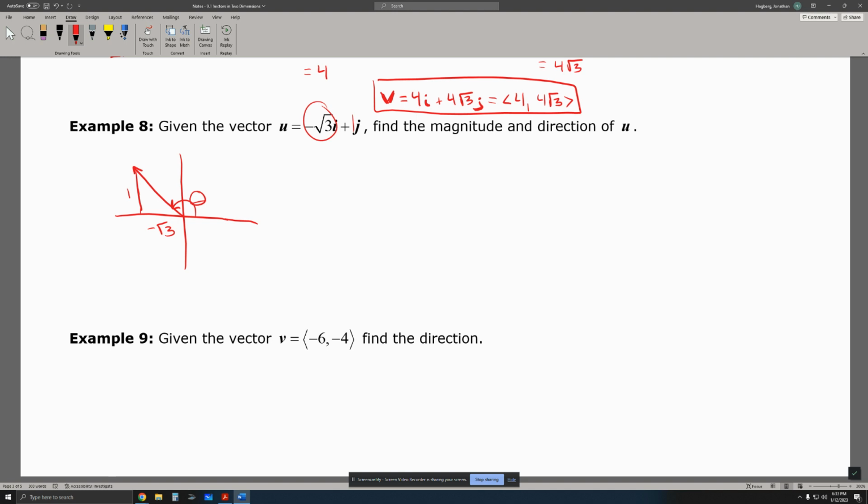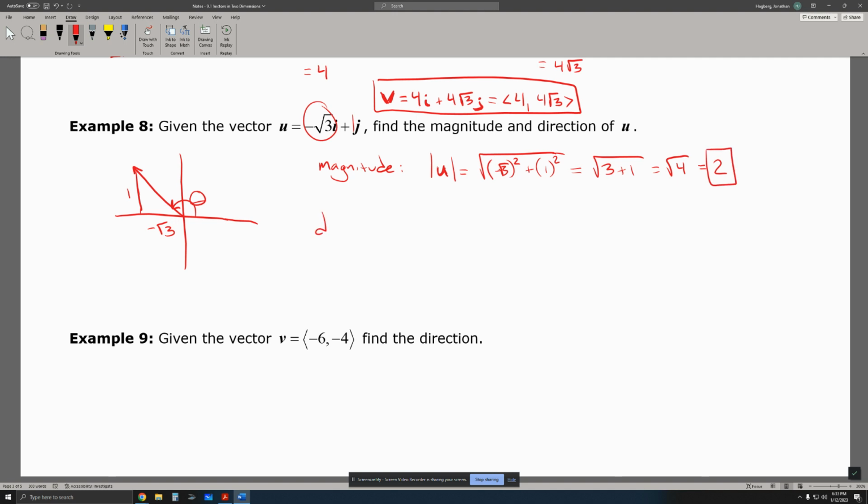So let's start with magnitude. We have the magnitude of vector u is equal to the square root of the change in x, so negative square root 3 squared, plus 1 squared. So this is equal to the square root of 3 plus 1, the square root of 4, or 2. So the magnitude is equal to 2.